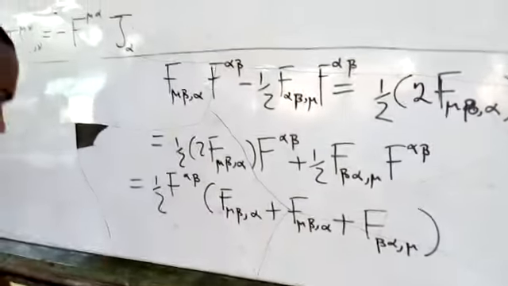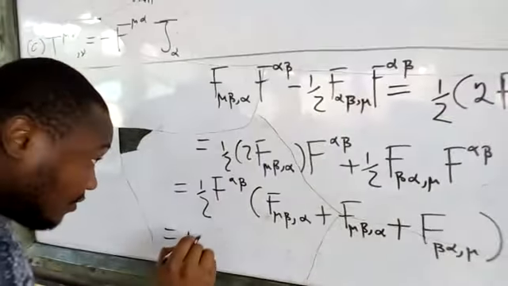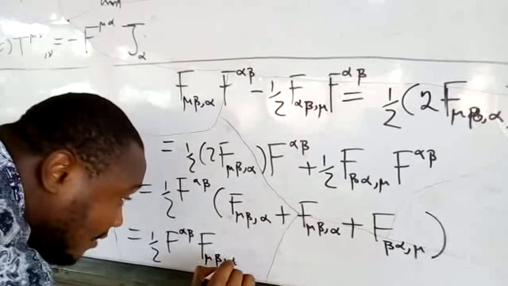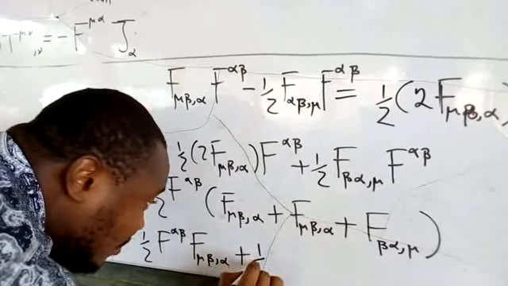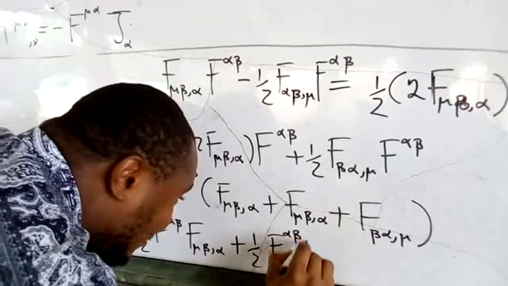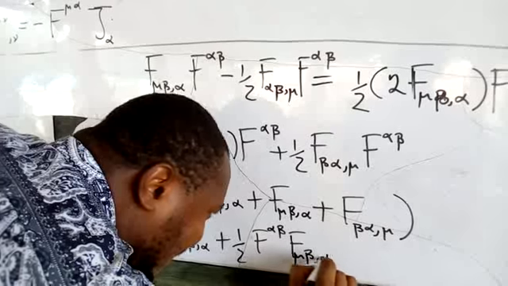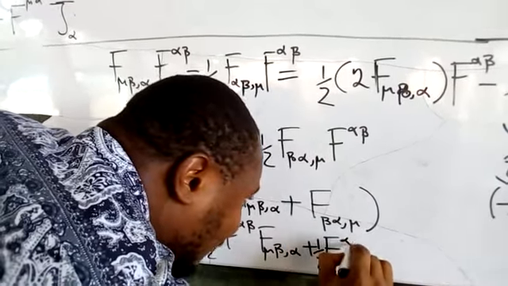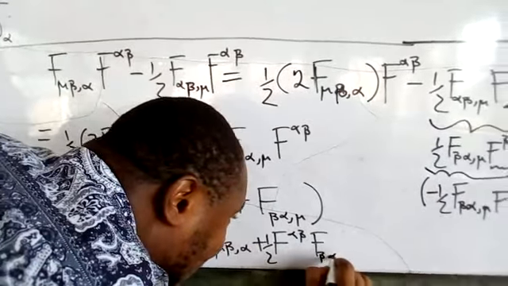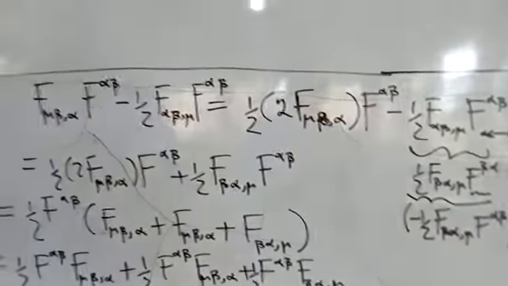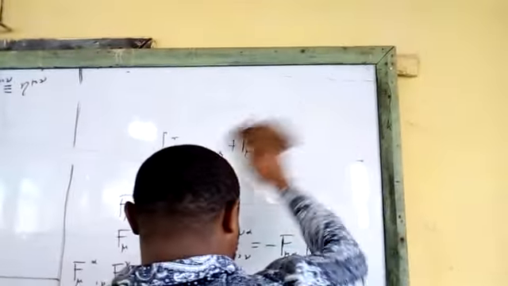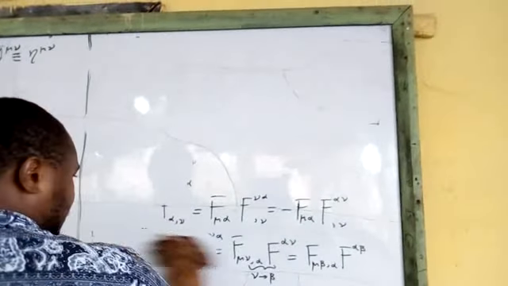Now I can open up the bracket. Let me just do that. 1 over 2 f alpha beta, f mu beta, comma alpha, plus 1 over 2 again, f alpha beta, f mu beta, comma alpha, plus 1 over 2, f alpha beta, f beta alpha, comma mu. That's the last one. Now, what do I do to attend to this? I think we don't need the details in here. And everything is just fine until this last expression.